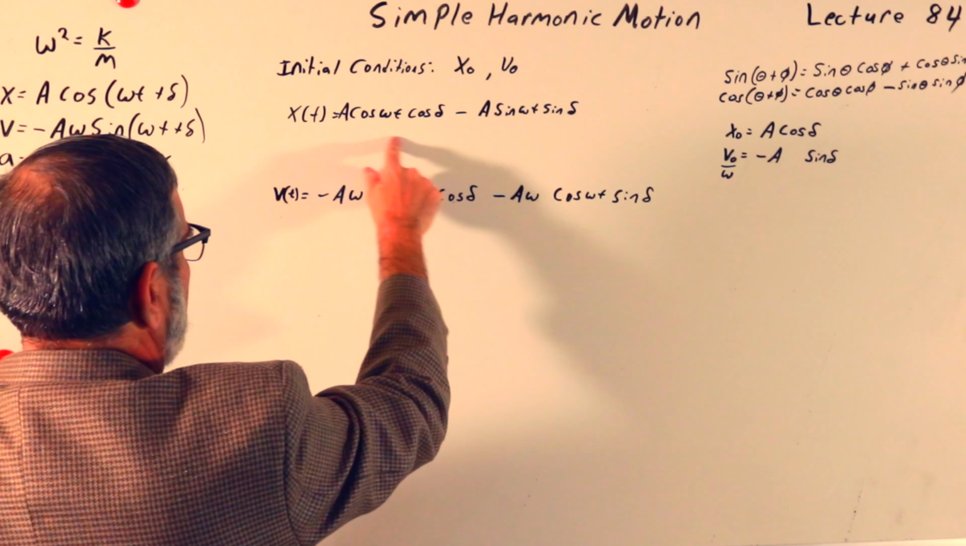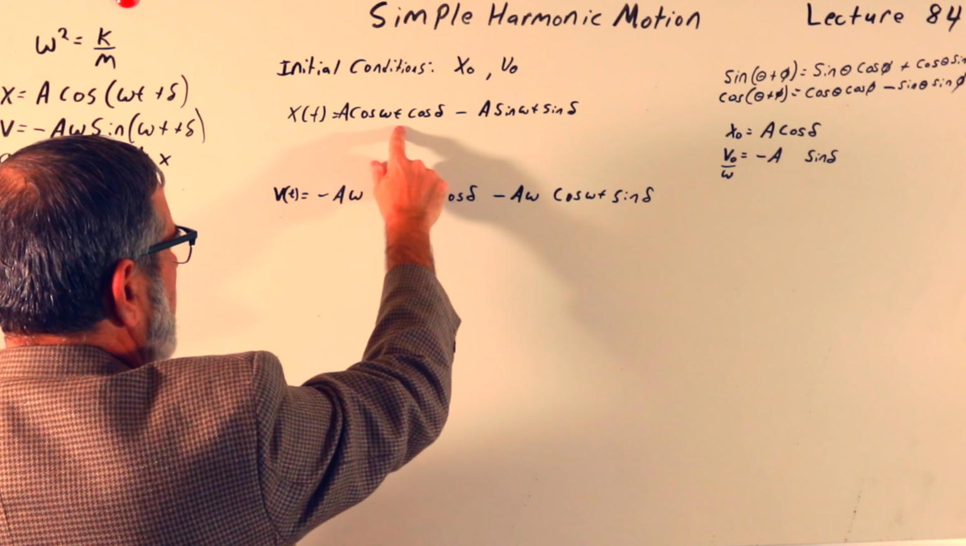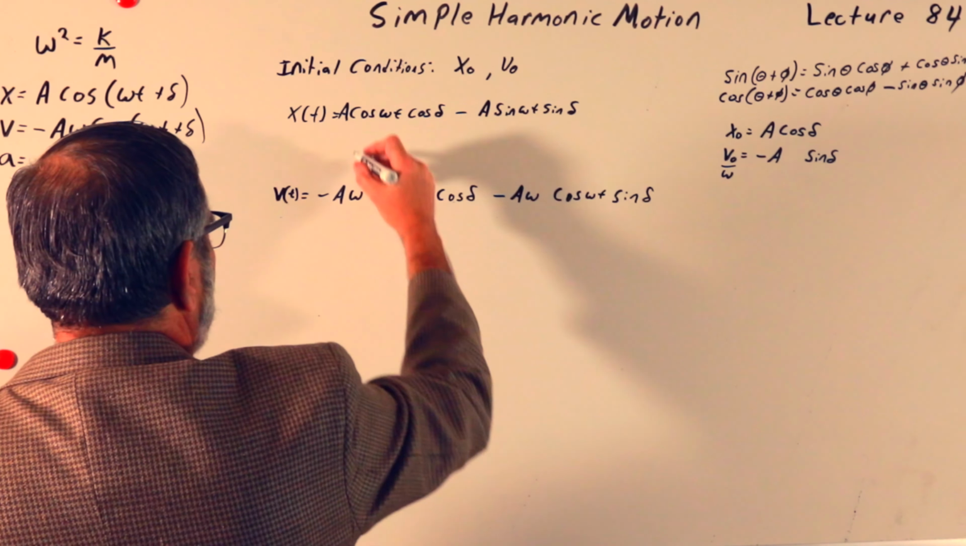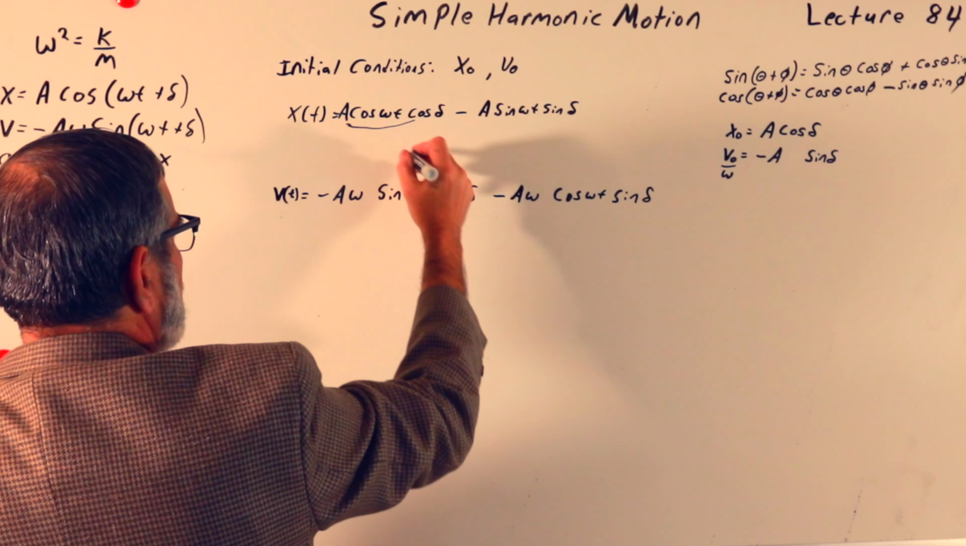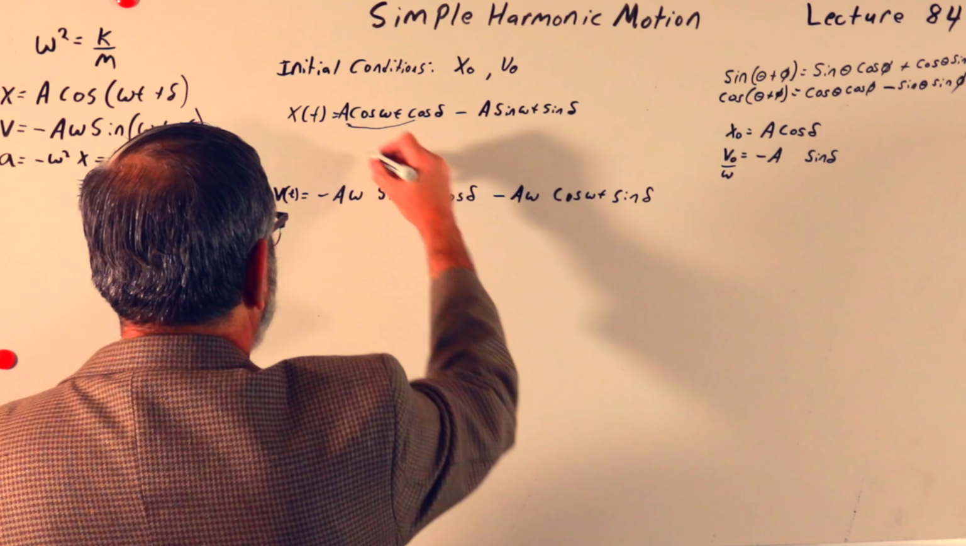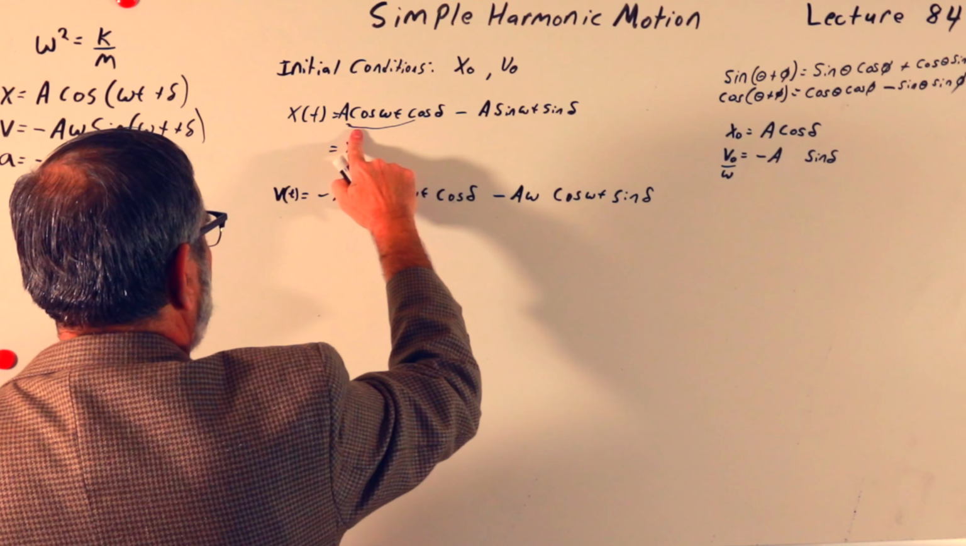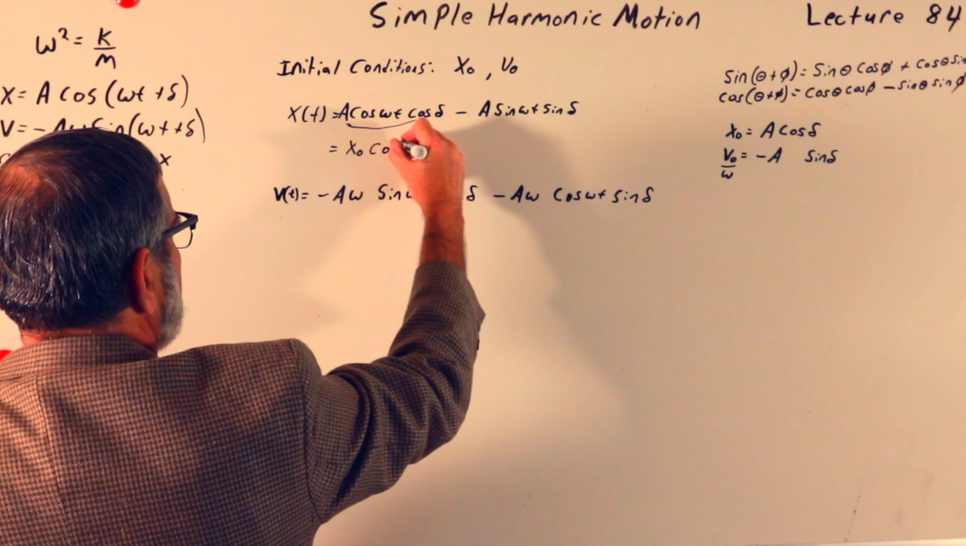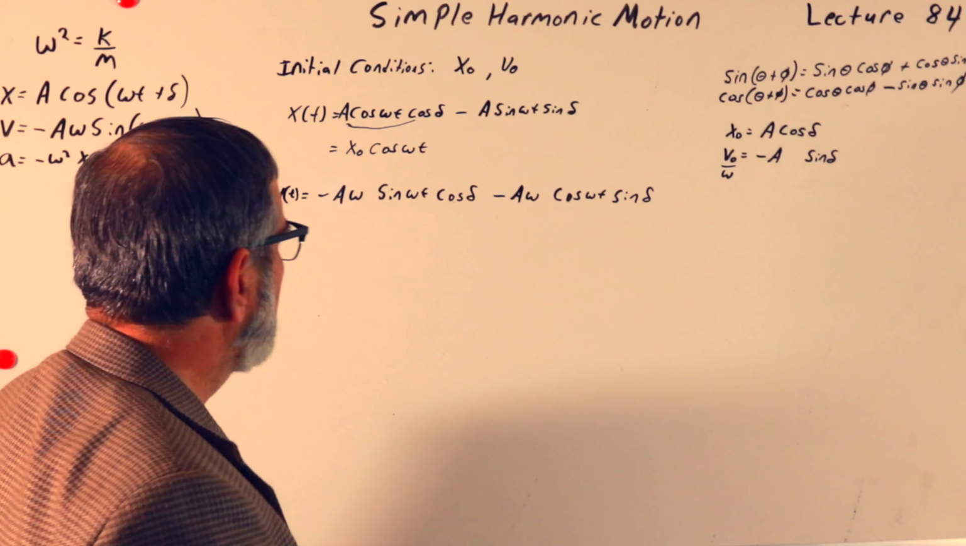Let's look at the first equation here. x of t is equal to a cosine omega t cosine delta. You see the a cosine delta here? This part and this part, these two pieces, that's just x naught. So this can be written as x naught times the cosine of omega t.